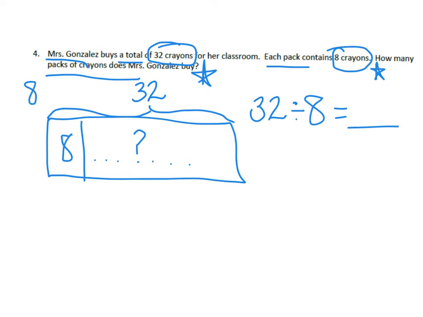So 8 plus 8 more is 16. Plus 8 more is 24. Plus 8 more is 32. Oh, look at that. I've reached 32. How many times did I have to count by 8 to get there? Let's see. 1, 2, 3, 4. I got there 4 times.